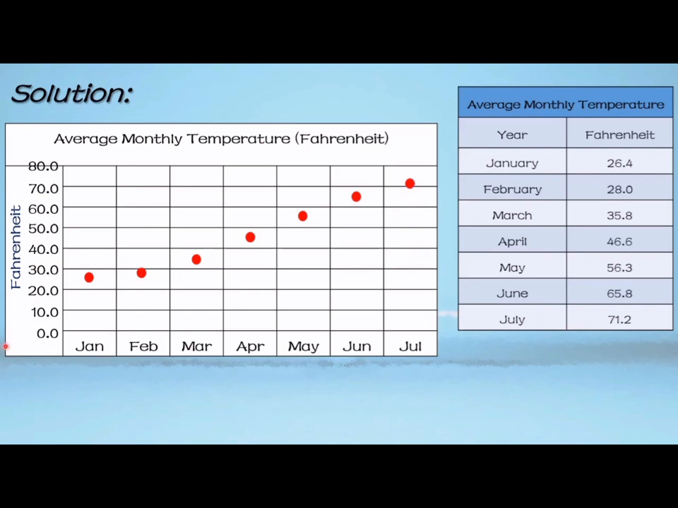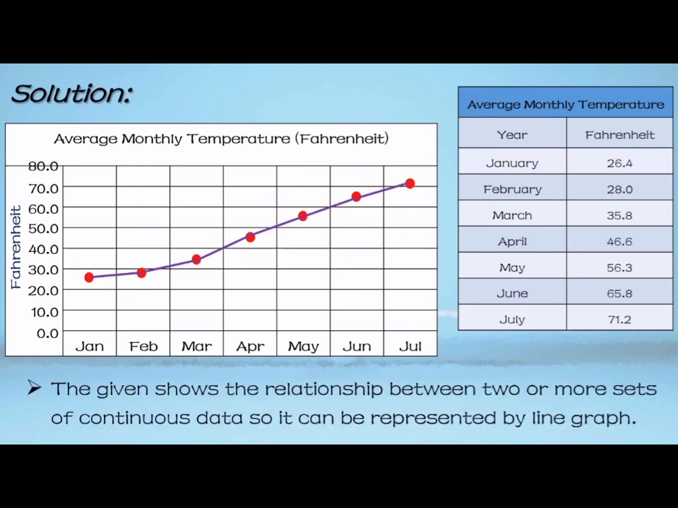And then, i-connect lang natin yung dots simula dito hanggang doon. And makakabuo na tayo ng line graph. The given shows the relationship between two or more sets of continuous data, so it can be represented by line graph.